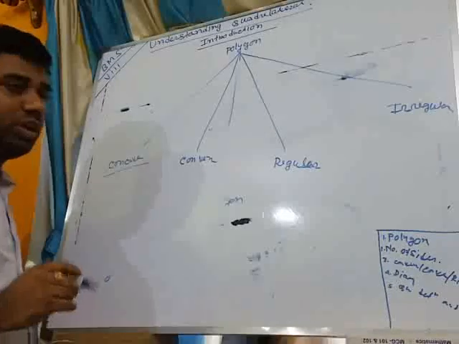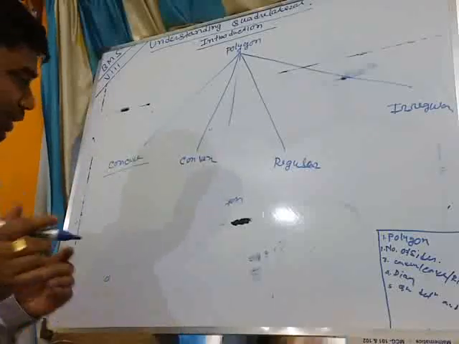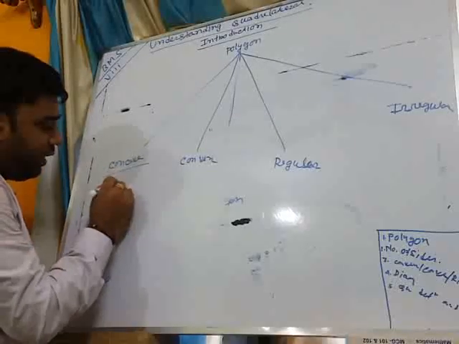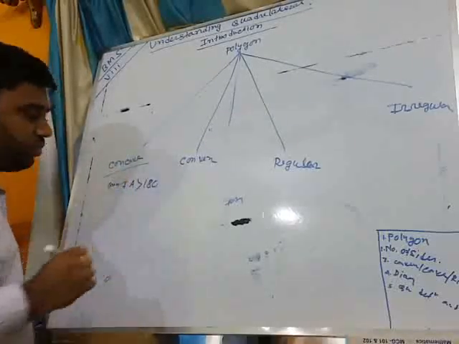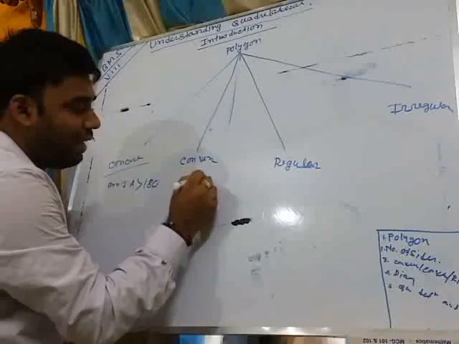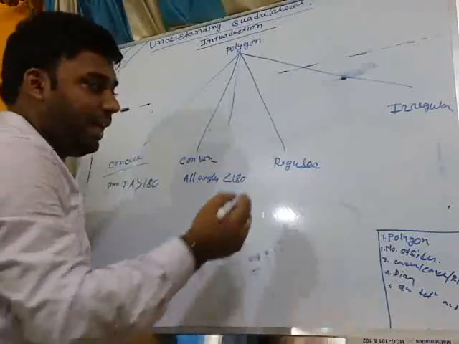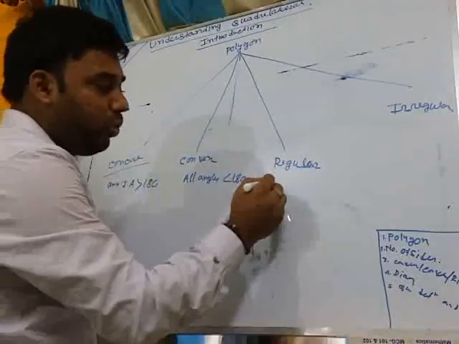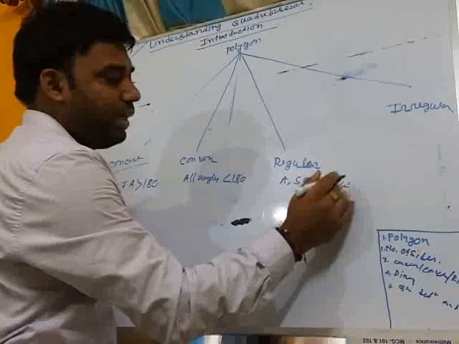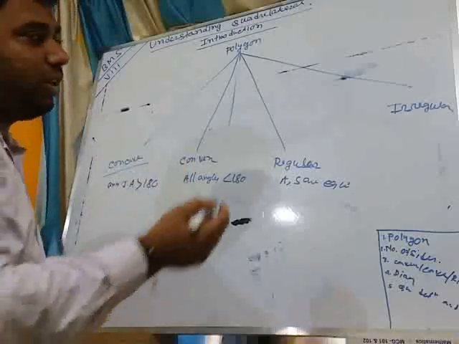Now what is a concave polygon? We have learned that a polygon has some angles. If any interior angle is greater than 180, that is a concave polygon. If all angles are less than 180, that is a convex polygon. Regular means all the angles as well as sides are equal. Irregular means that all sides and angles are not equal to each other.